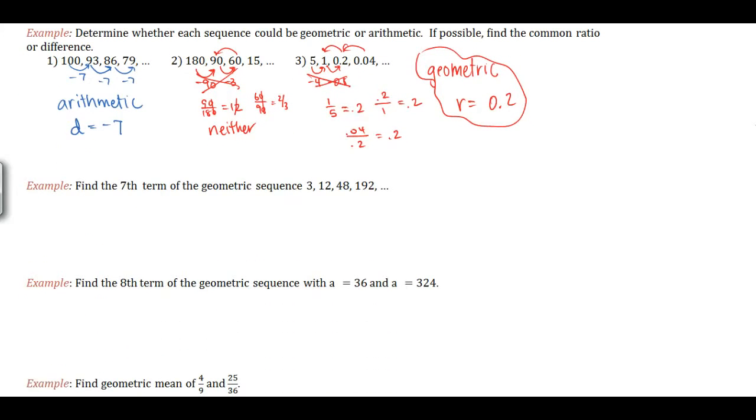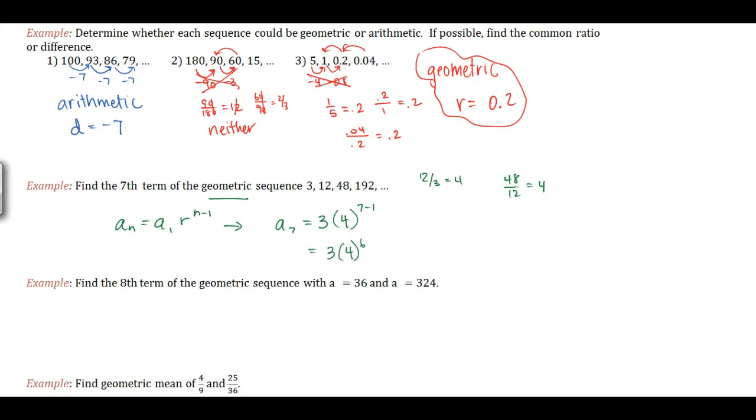Let's go down and look at this one. Find the 7th term of a geometric sequence. Good news, they're telling me it's geometric. So I can use the formula AN equals A1 R to the n minus 1 power. If I plug that in, I can find the 7th term when I know the first term is, and now I just need to figure out what R is. Well, R is what they're multiplying by, so I'll do 12 over 3, which is 4. Or you could have done 48 over 12, which is 4, or 192 over 48. Whatever it is, you just divide the term behind it by the one in front of it. You know it's 4.